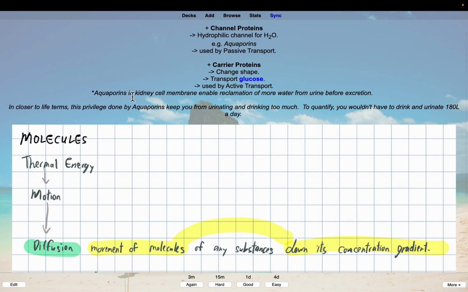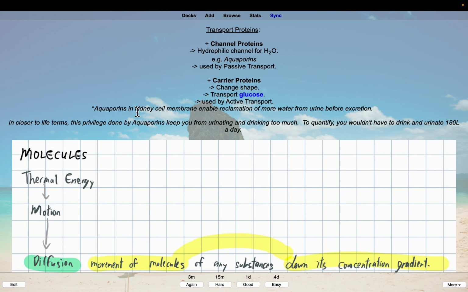So aquaporins, what is their use? In the kidney cell membrane, they enable the reclamation of more water from urine before excretion. So yeah, kidney cells, that's where aquaporins are useful. In closer to life terms, this privilege done by aquaporins keeps you from urinating and drinking too much.